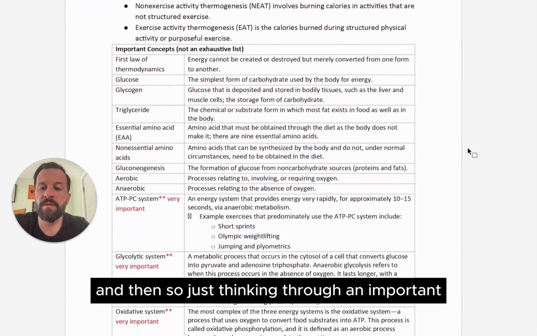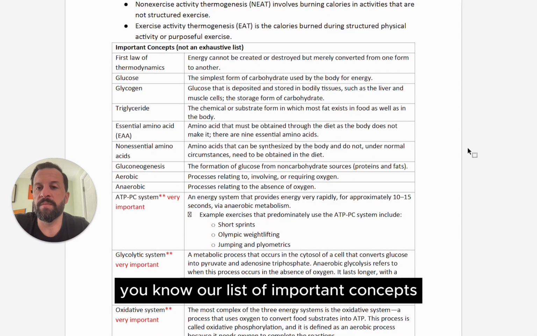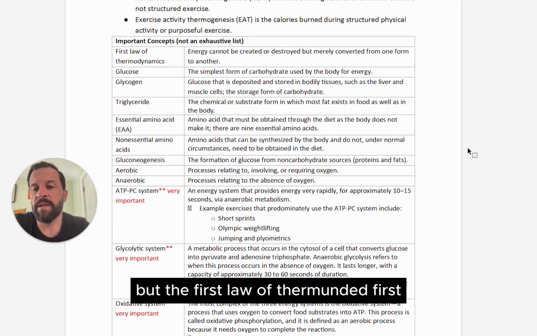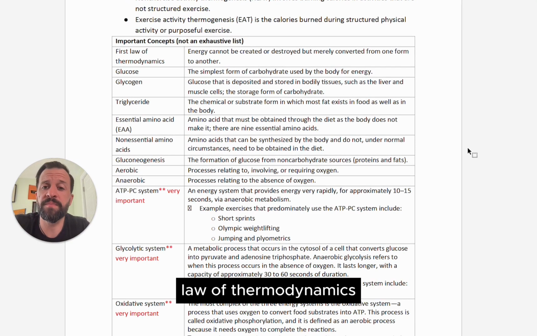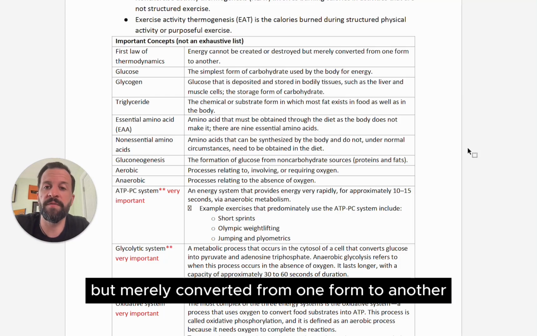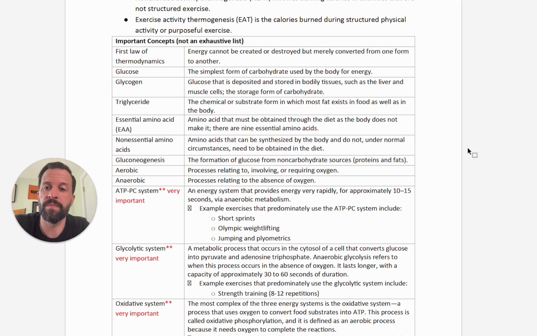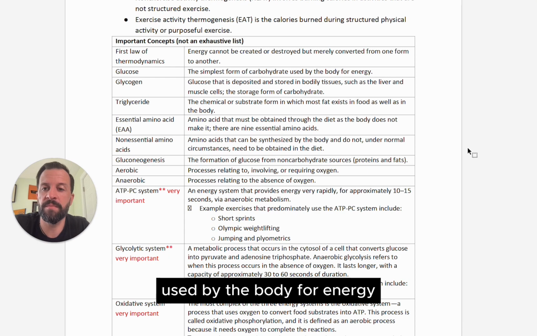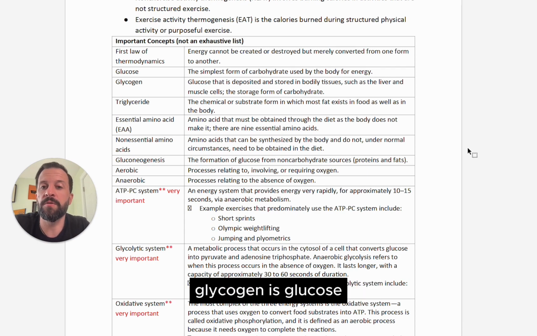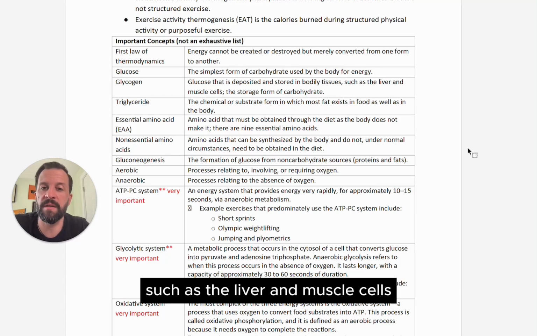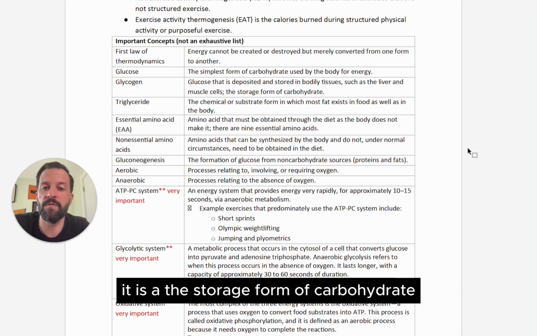So, thinking through our list of important concepts. Obviously, we talked about some of these, but the first law of thermodynamics states that energy cannot be destroyed or created, but merely converted from one form to another. Glucose is the simplest form of carbohydrate used by the body for energy. Glycogen is glucose that is deposited and stored in bodily tissues such as the liver and muscle cells. It is the storage form of carbohydrate.